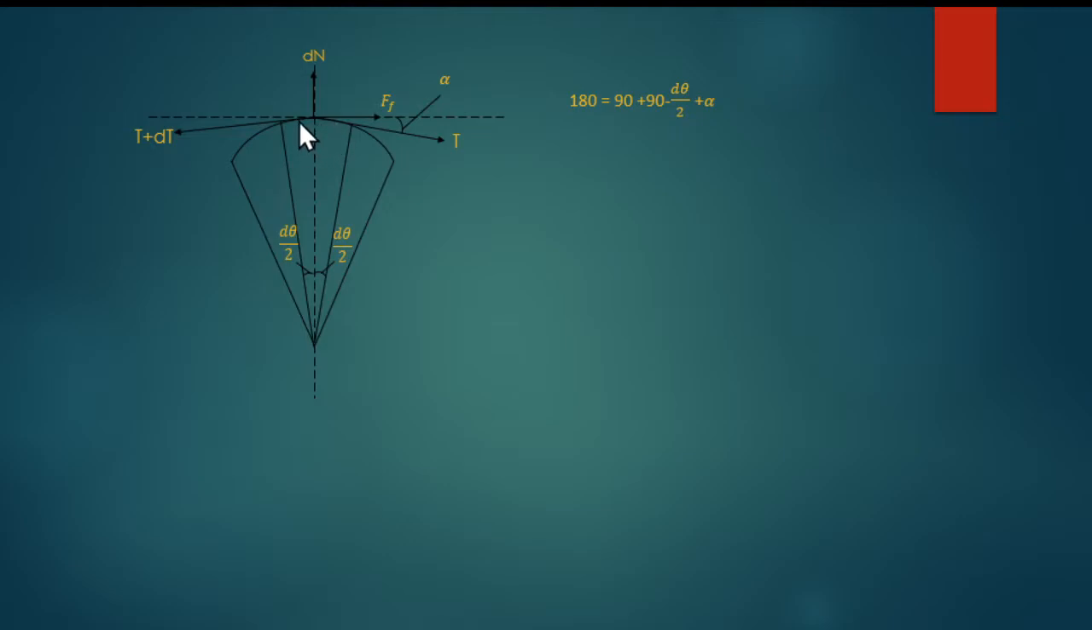Okay, so if we sum up this angle here, we can say that 180 degrees is equal to 90 here, and then here is 90 minus d theta over 2 plus alpha. So we know that if we remove this, the 180 degrees cancels out. So what remains is 0 is equal to negative d theta over 2 plus alpha, or alpha is equal to d theta over 2.